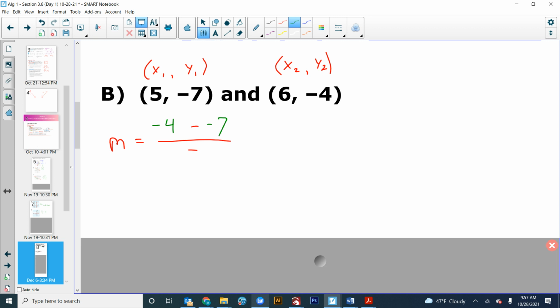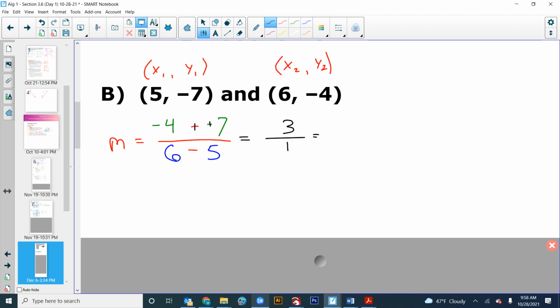The slope formula has subtraction. It's y2 minus y1. But the numbers are negative, so we're going to have to do some work there. And then the x2 is 6. The x1 is 5. Both of those are positive. Are you ready to do some work? -4 minus a negative, I'm going to clean that up: -4 plus 7. What is -4 plus 7? Positive 3.